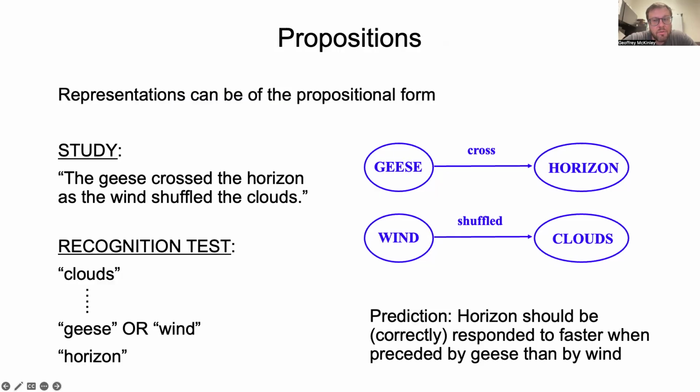Importantly, on the trial that preceded the target word, participants were shown a word that had been part of the same proposition as the target word, or a word that was not part of the same proposition, right? This makes the prediction that words connected to the horizon concept in that proposition should prime that word more than words that belong to a different proposition. So concepts from the same proposition should prime each other more than if they were from different propositions, sorry.